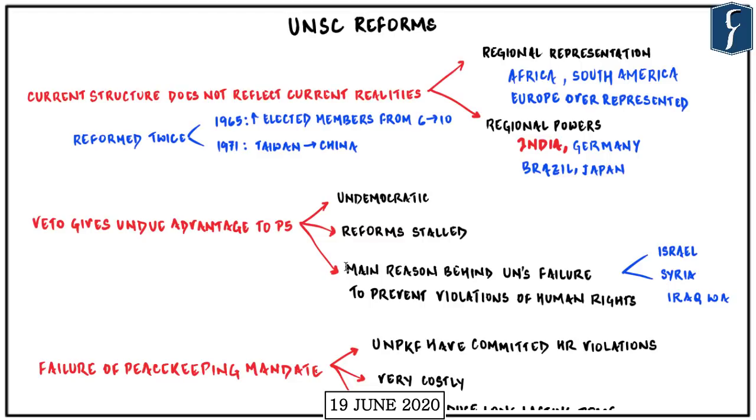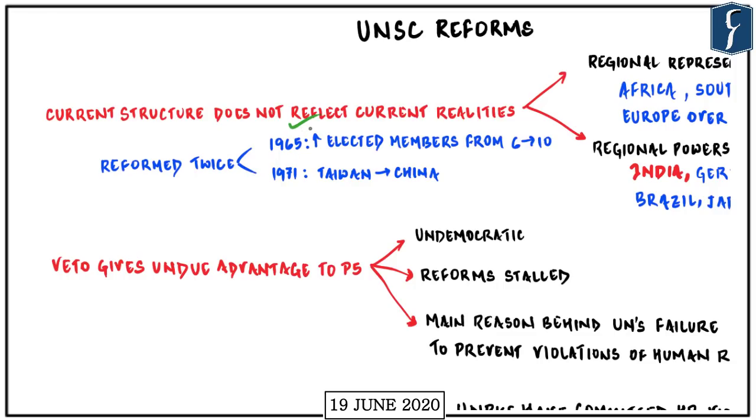The first and foremost problem is that the current structure of UNSC does not reflect current realities. As you know, the Security Council comprises 5 permanent members, which are China, France, Russia, United Kingdom, and United States, collectively known as P5. Keep in mind that they are permanent members. In total, there are 15 members, out of which these 5 do not seek re-election and are always there at the deciding table.